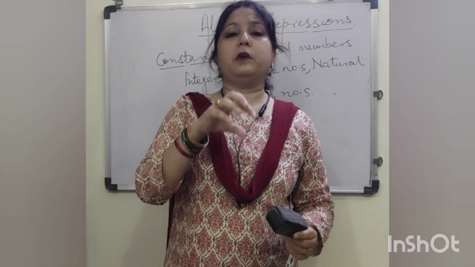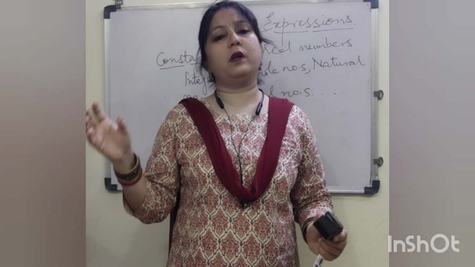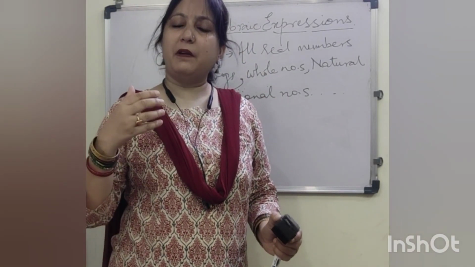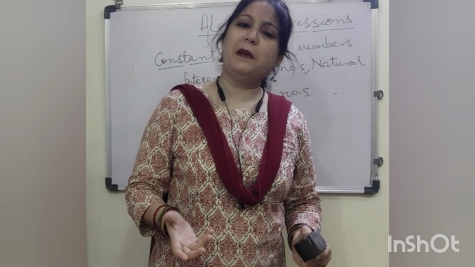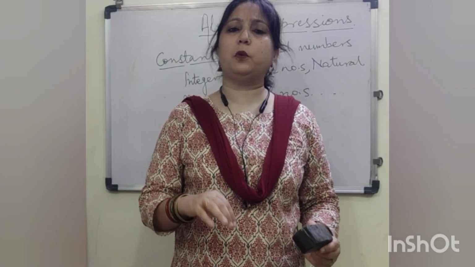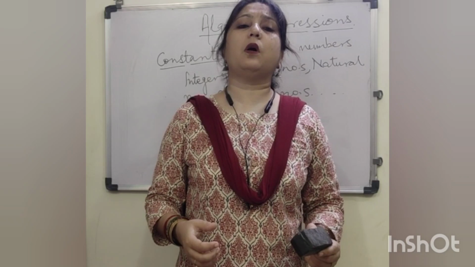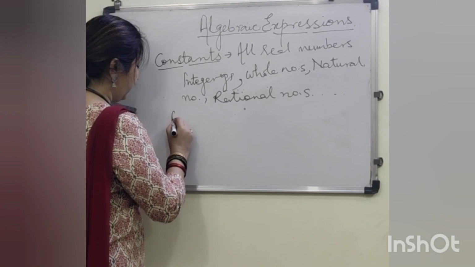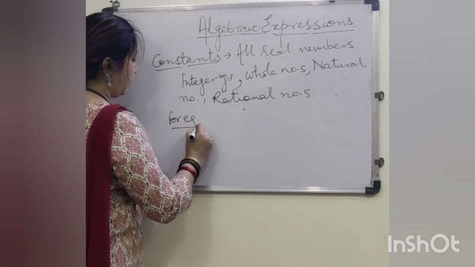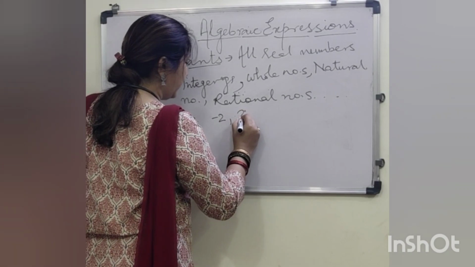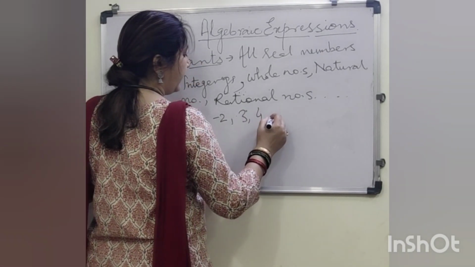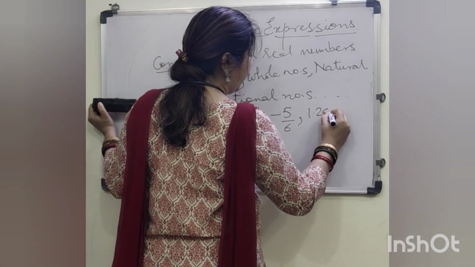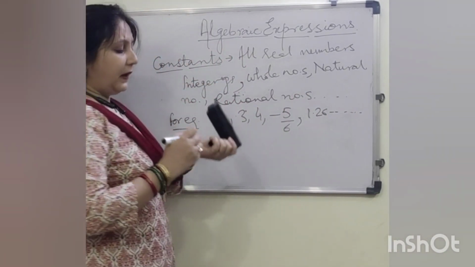If you write 2 on one page, you write 2 on another page, you write 3 by 5 on one page, 3 by 5 on another page, the value remains the same. 3 by 5 is 3 by 5 and 2 is only 2. So these are all examples of constants. For example, you can take -2, 3, 4, then -5 by 6, 1.26 and etc. These are constants.